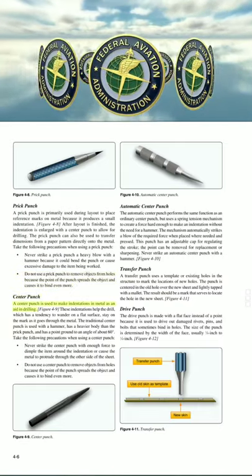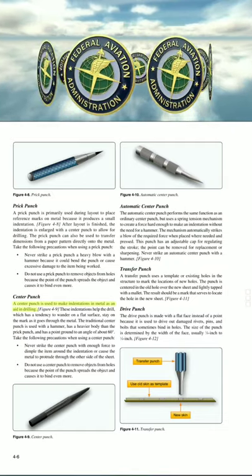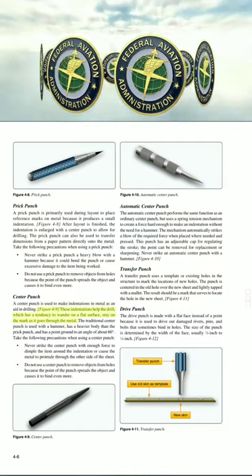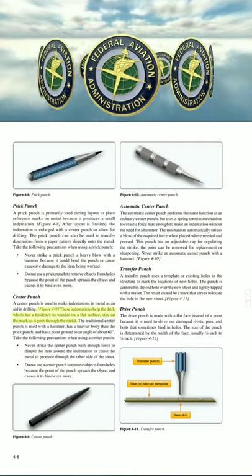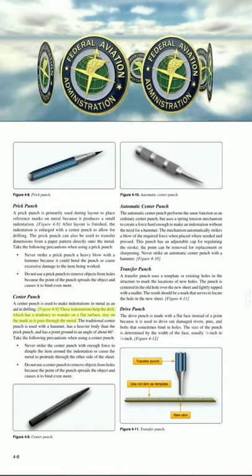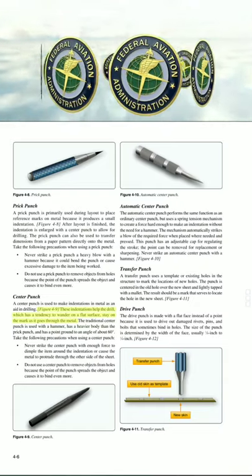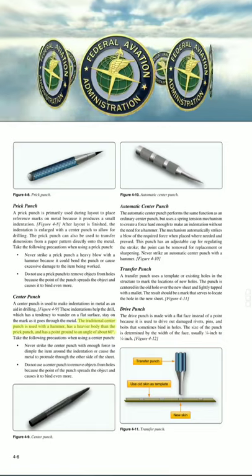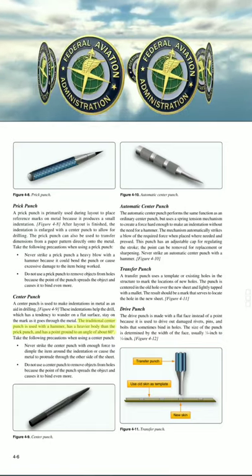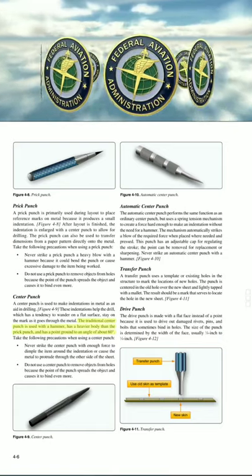Center punch. A center punch is used to make indentations in metal as an aid in drilling. Figure 4-9. These indentations help the drill, which has a tendency to wander on the flat surface, stay on the mark as it goes through the metal. The traditional center punch is used with a hammer, has a heavier body than the brick punch, and has a point crowned to an angle of about 60 degrees.